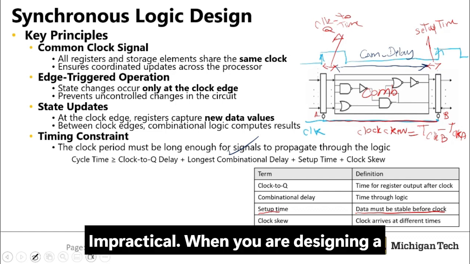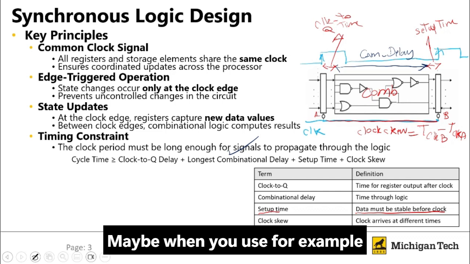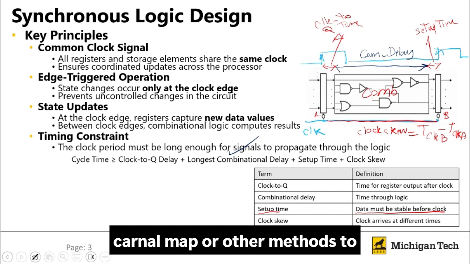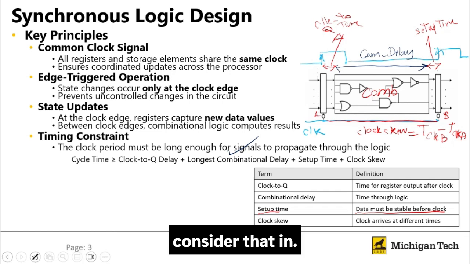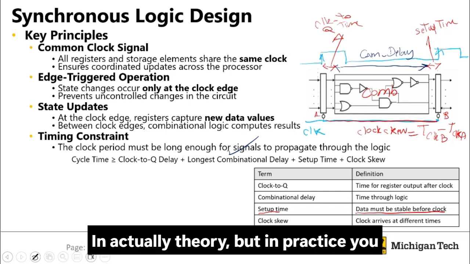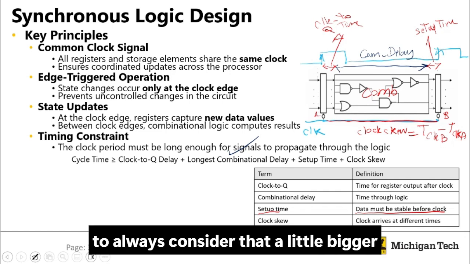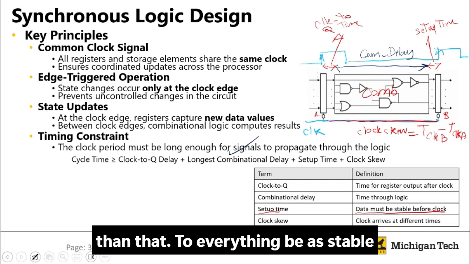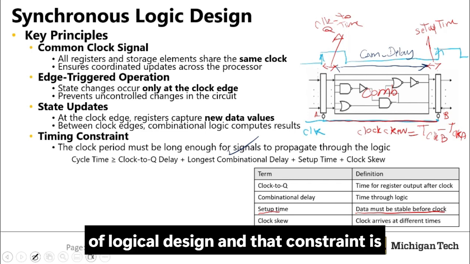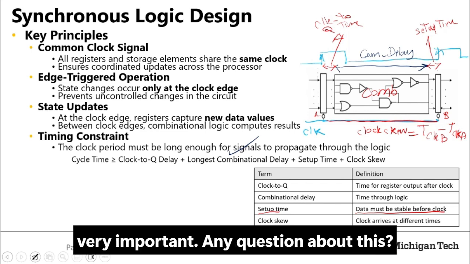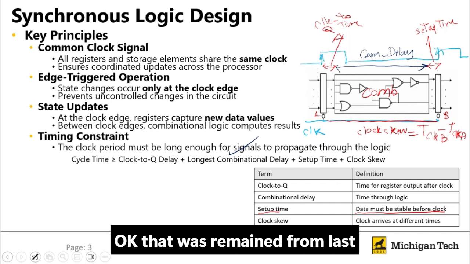This is very important. In practice, when you are designing a circuit, you need to consider that. Maybe when you use, for example, a Karnaugh map or other methods to design the sequential circuits, you don't consider that in actual theory, but in practice, you need to always consider that. You need to always consider a little bigger than that, so everything is stable and everything works great. That's very important. That's called synchronization of logical design. And that constraint is very important. Any question about this? Okay, that was remaining from last class.